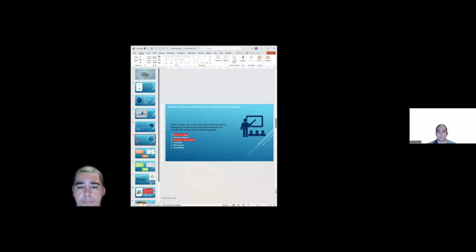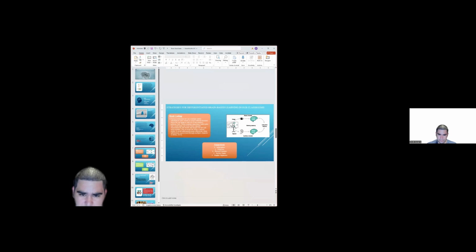The first one is dual coding, where we can combine verbal instruction and visual aids together. This is one of the more common practices teachers use to deliver instruction. Students retain information using different types of sensory memories, for example, visual memory and auditory memory.